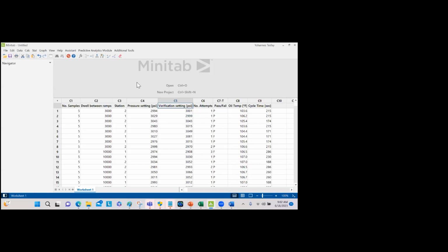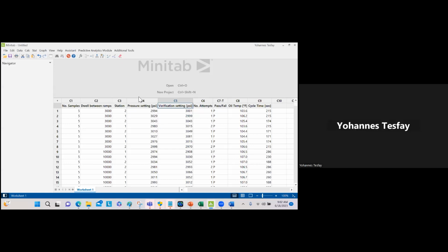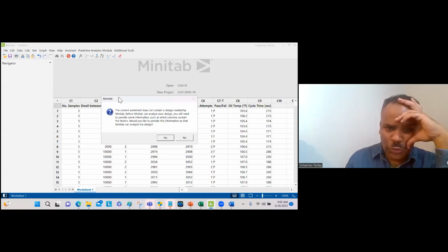Paired, factorial. Okay, yes. Here the factors are: number of samples, dwell between ramps, station.